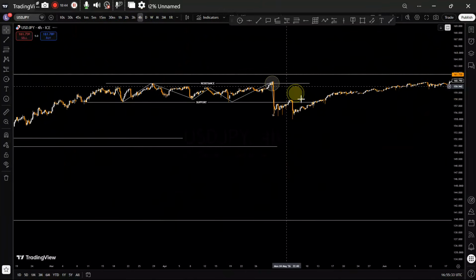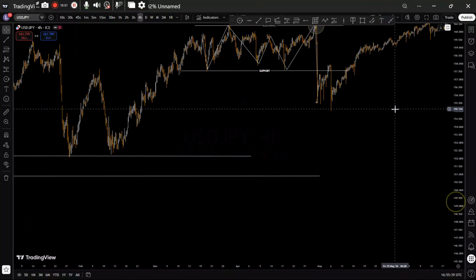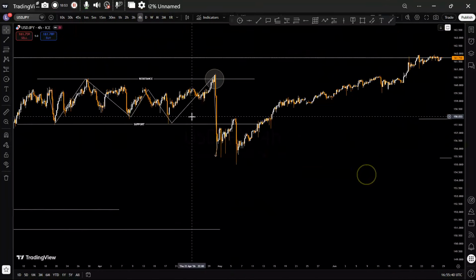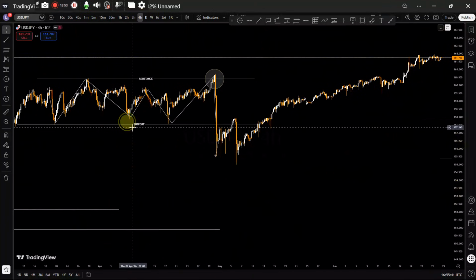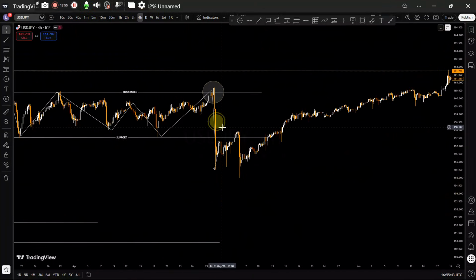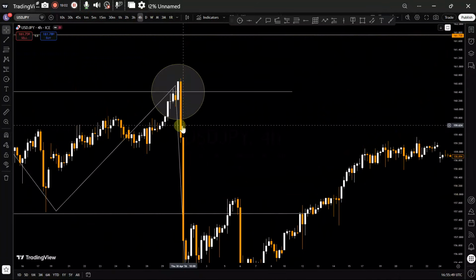Sometimes, if you trade support and resistance, you might be looking out for an engulfing candle. When the market hits your support, you look for an engulfing candle, just like you're seeing. This is an engulfing candle. You can use it as a confirmation for your reversal to enter your trade.